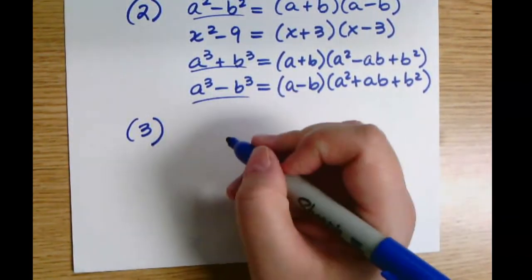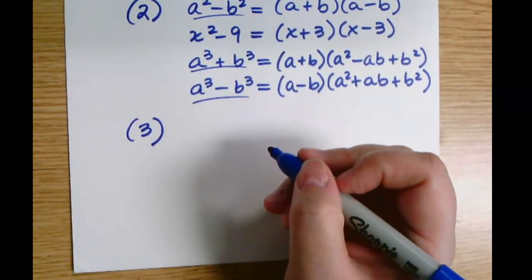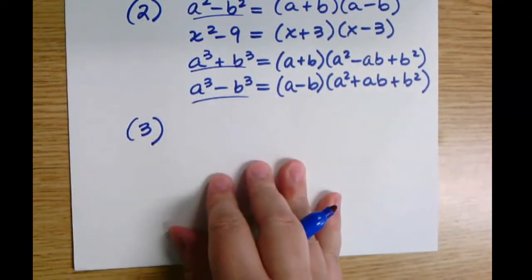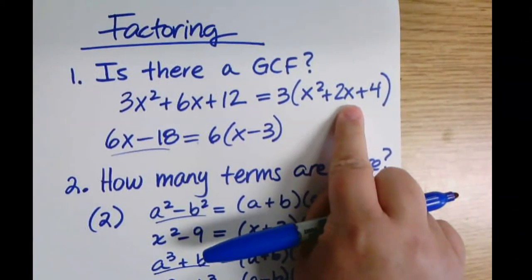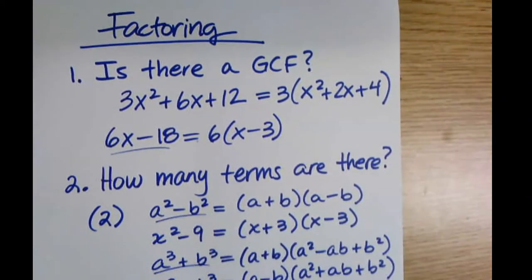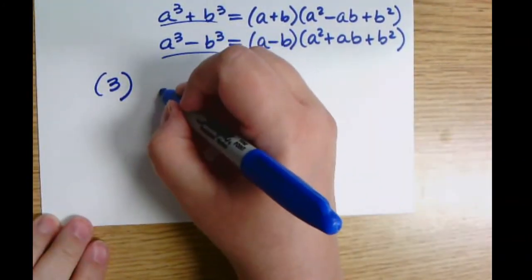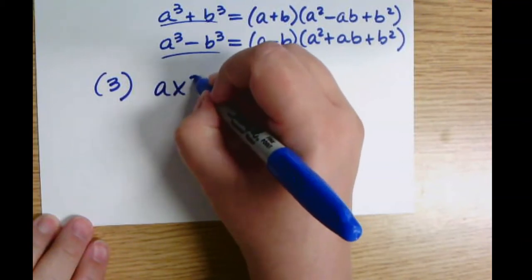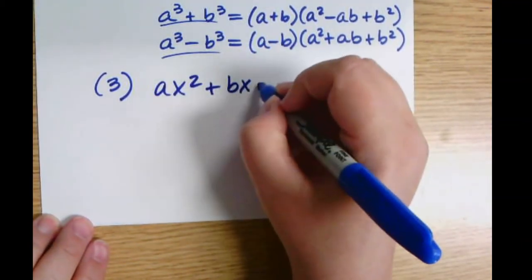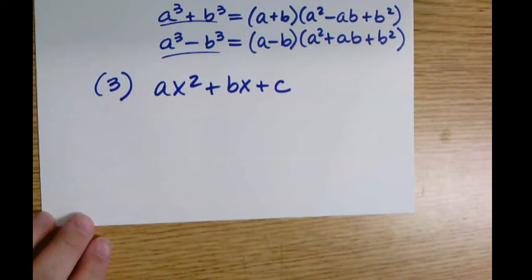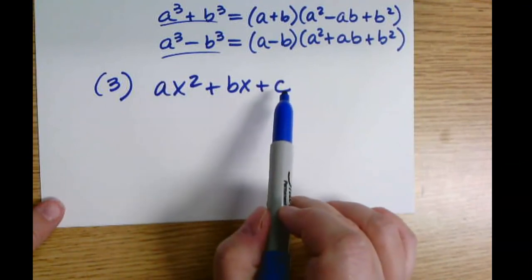If there are three terms and either there's not a GCF or there is, but we already took it out and we're still wondering about factoring what's left over, then here's the next thing we need to look at. Usually it's going to be something that fits this format. Now it's possible that it wouldn't be, but the vast majority of the time it's going to be, so we're going to talk about these.